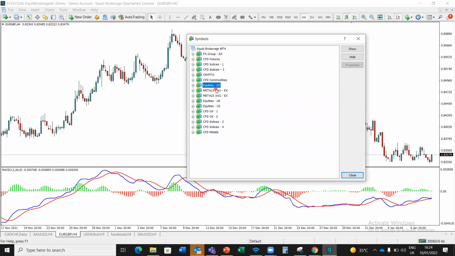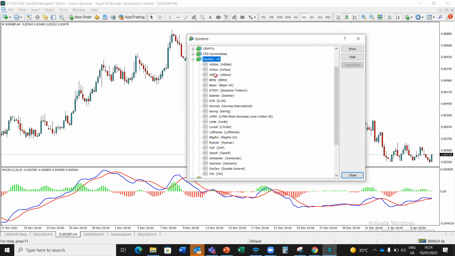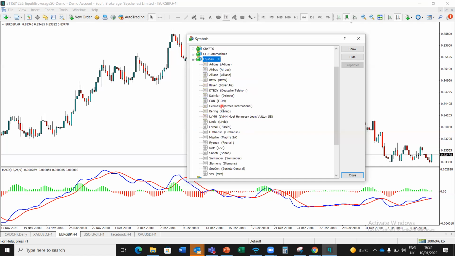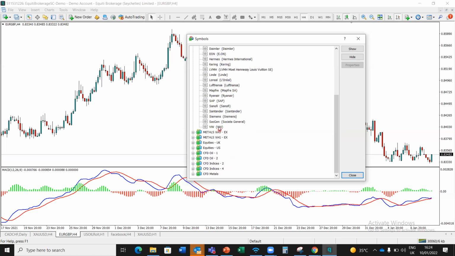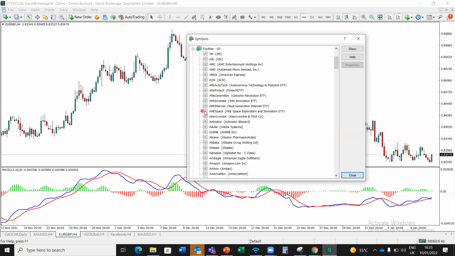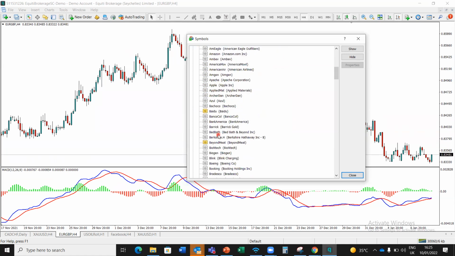So we have the equities, which is the shares that I talked about. This is the European shares. On the European shares, you see a whole lot of European companies that are being listed, from Adidas to Airbus to BMW to Bayer, a lot of them on the platform. And then we also have the UK shares and the US shares, just like I mentioned. On the US shares, you see AIG, AMD, Airbnb, Adobe, Abercrombie, a lot of them.